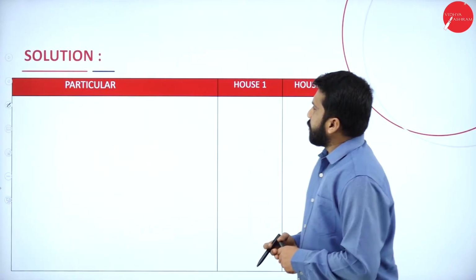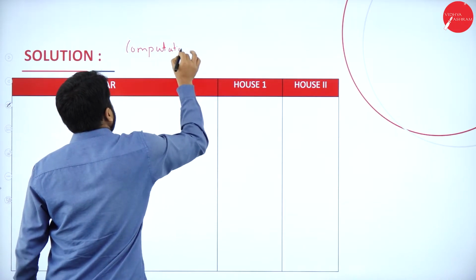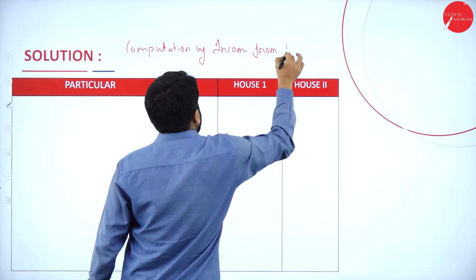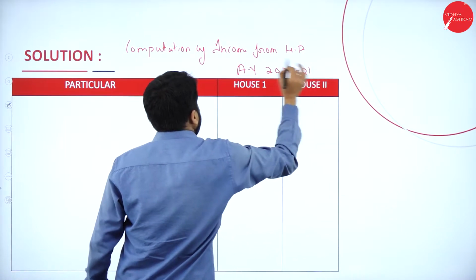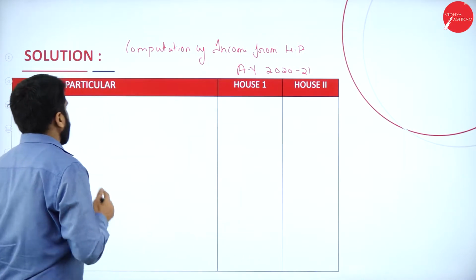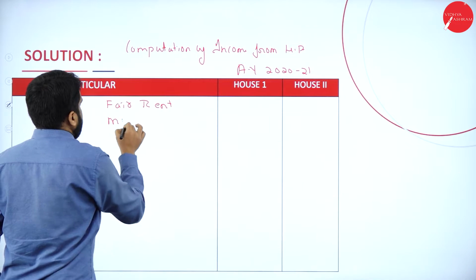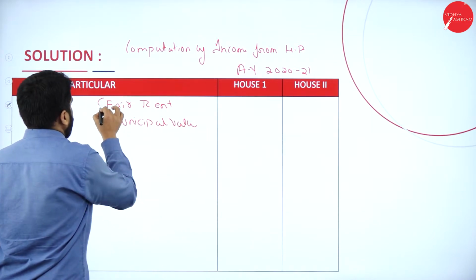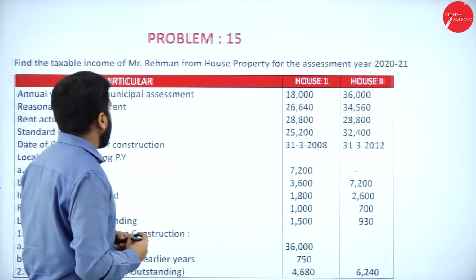Now, so what is your calculation? I'll write it as computation of income from house property for the assessment year 2020 and 2021. For the assessment year 2020 as well as 21. Now, along with this, we have fair rent or municipal value. So we'll check whichever is higher. Whichever is higher. Now I'll go back to your answer.